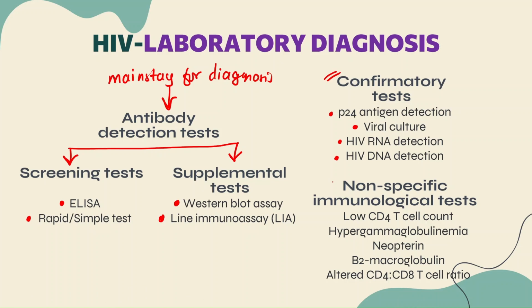And the last category is some non-specific or immunological tests that we can perform. We can check the CD4 T cell count. Okay, we can look for the presence of abnormal proteins like neopterin and beta-2 microglobulin, or a condition called hypergammaglobulinemia, and the altered CD4 to CD8 T cell ratio can be checked. Okay, these are some non-specific findings to remember. Now let's discuss each of the tests in detail separately. Let's start with the first one, that is your screening test.